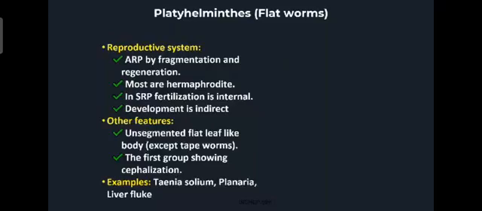Then this is the first group showing cephalization. Cephalization means the formation of the head. Cephalo means head. Lization means formation. Head formation. First group where you will find the head-like structure. So these are some important characteristics of phylum Platyhelminthes. So what are the examples? Remember the names of examples. Taenia solium, the common name is tapeworm. Then planaria. And third one is liver fluke. Okay. So we'll see the pictures of these examples now.